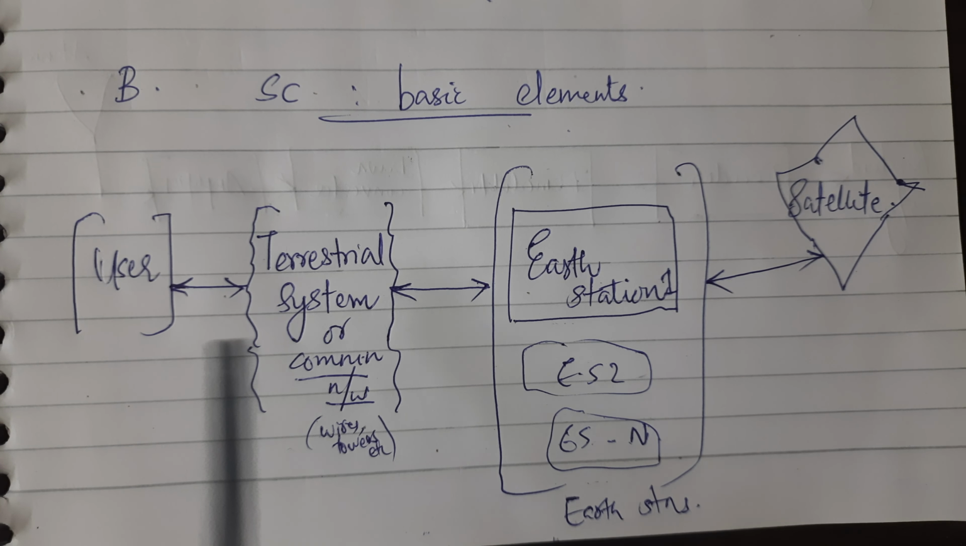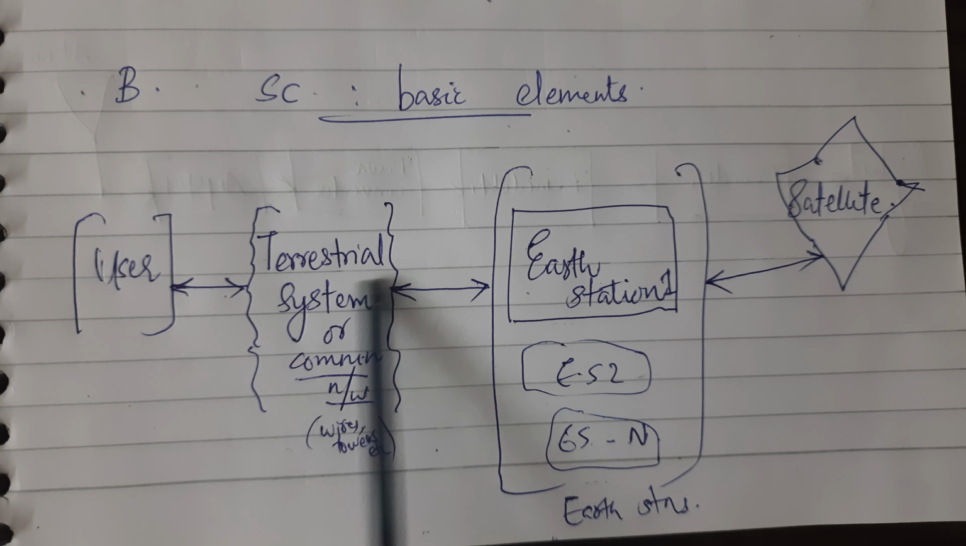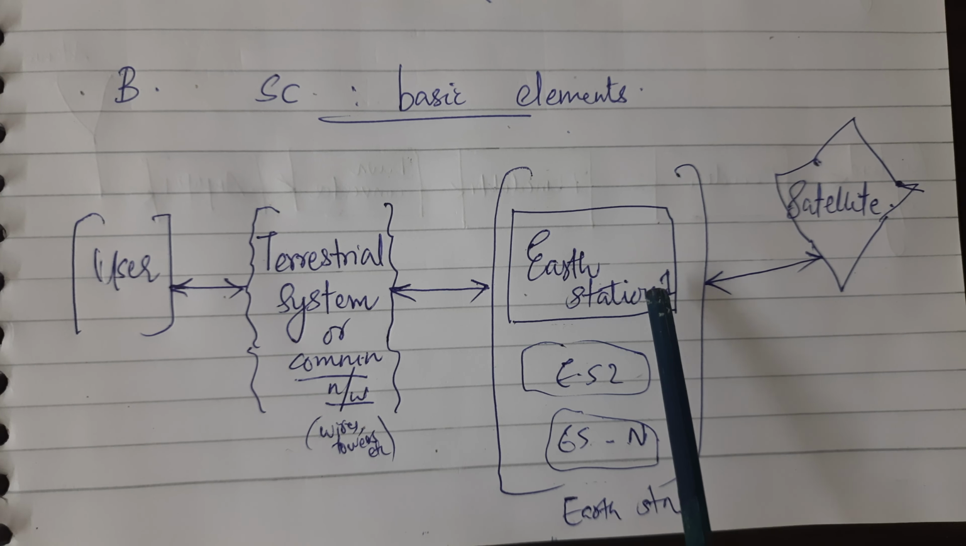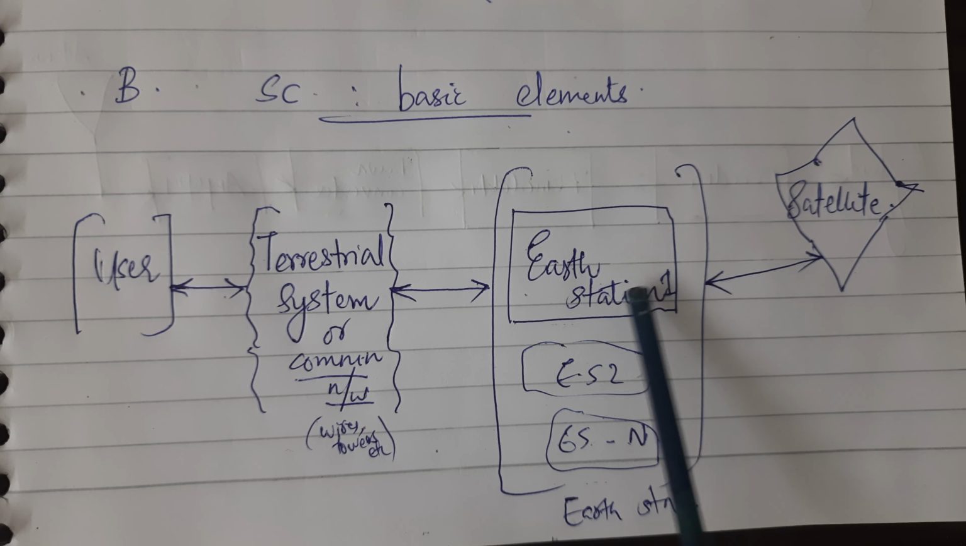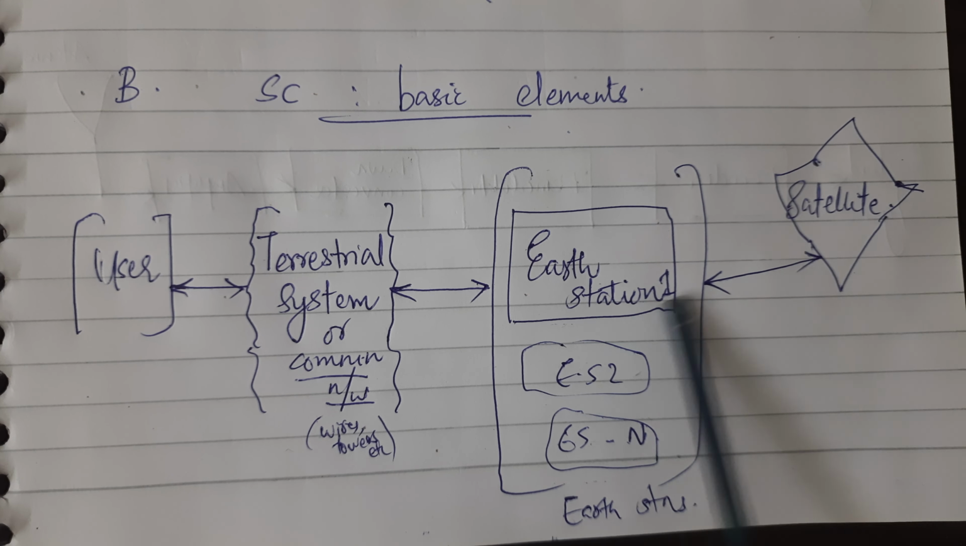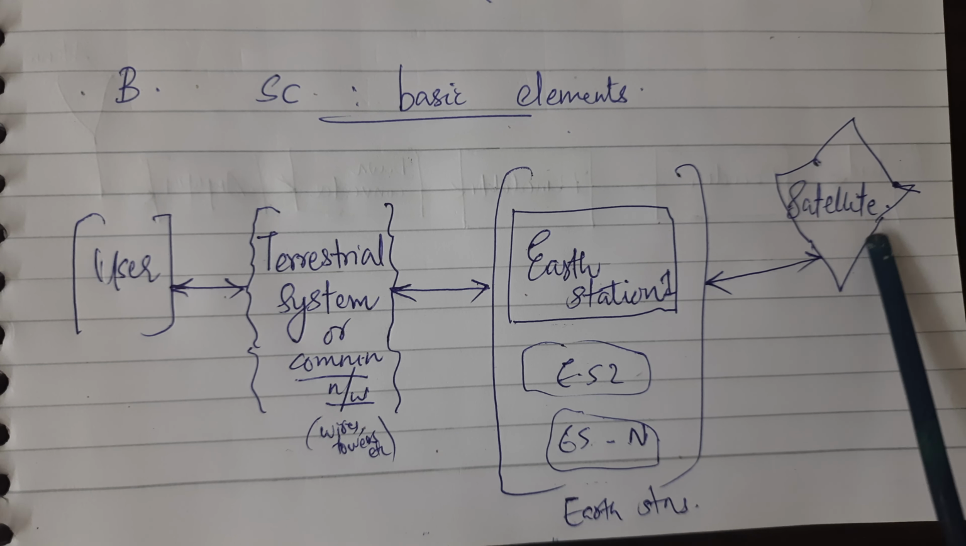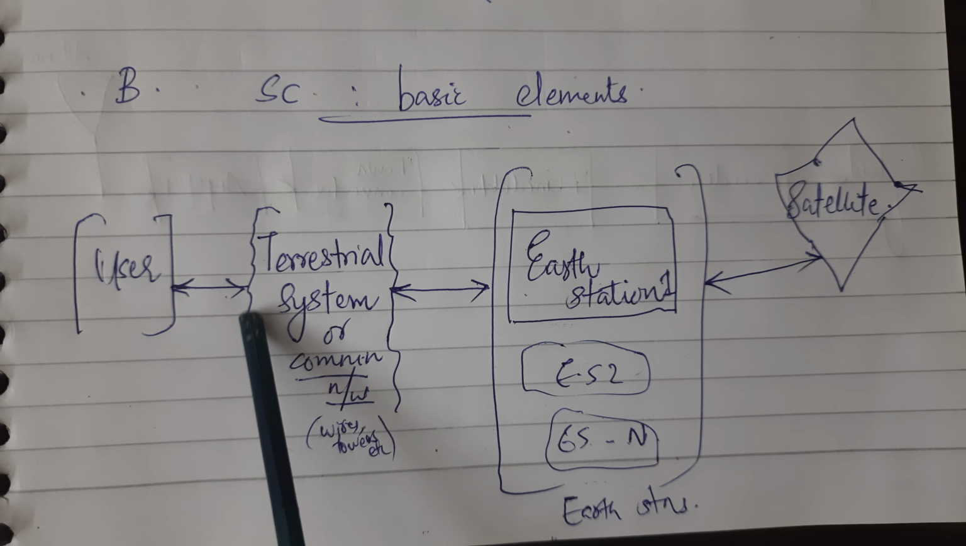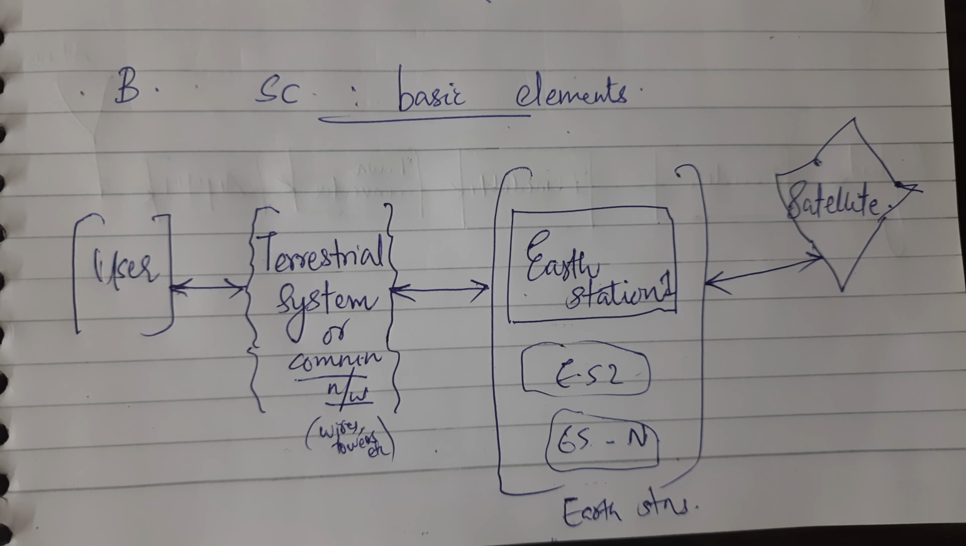If the user is sending some data, it goes to the communication network and reaches the earth station. The earth station sends it to the satellite, and the satellite replies to the earth station, and the earth station sends it again through the communication network to the end user. This is how it generally works.